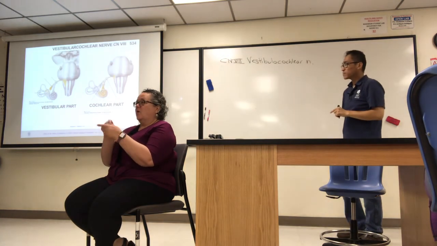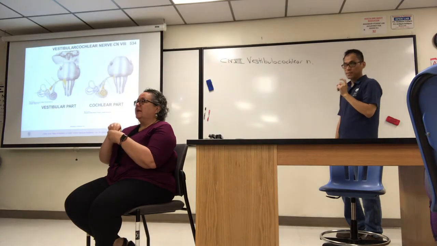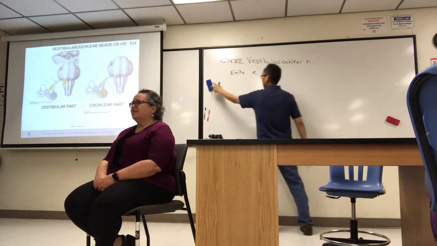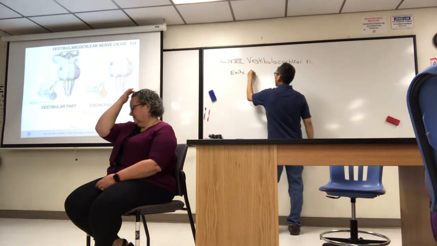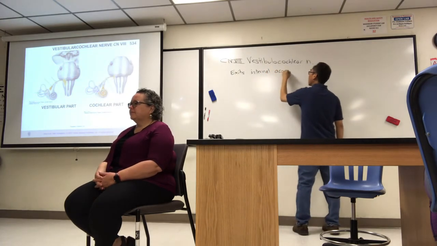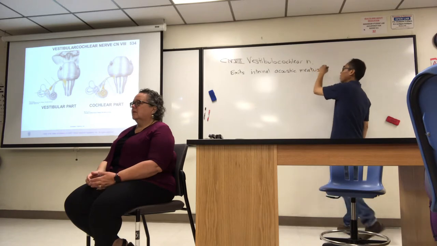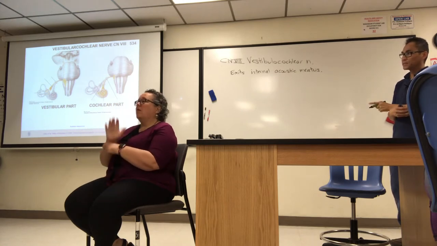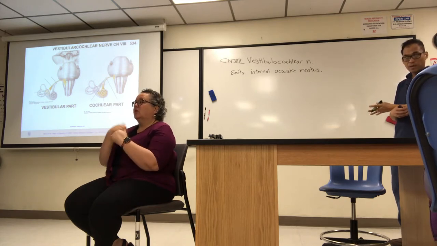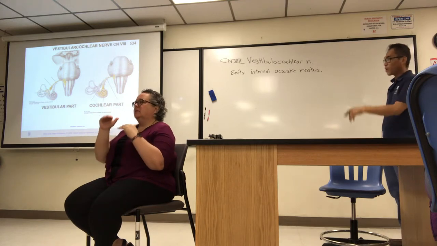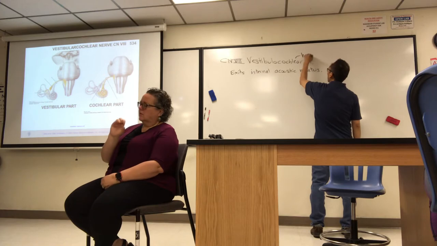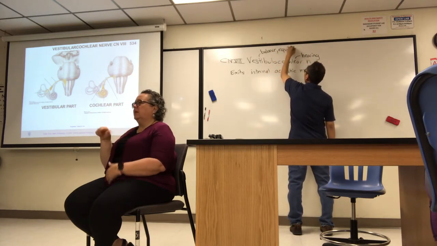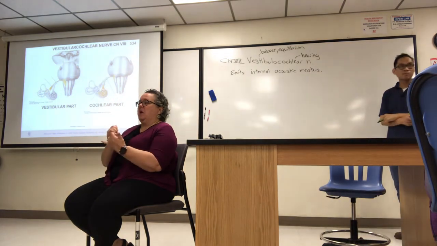It also exits the internal acoustic meatus. I have a whole lecture on the inner ear structure. Basically, there's a branch that's for hearing, and also balance and equilibrium for the vestibular part. The cochlear part is for hearing. The vestibular part is balance, equilibrium. Just note that for now, and more on that later. Wednesday and Friday, I'll get to the ear.